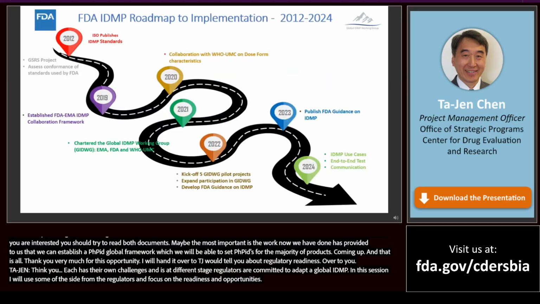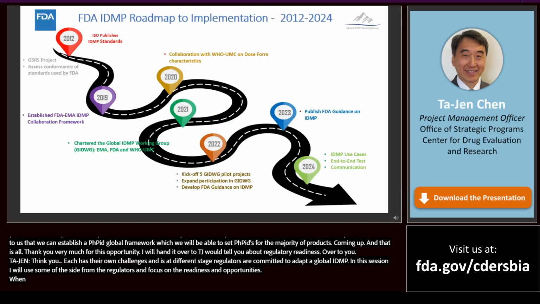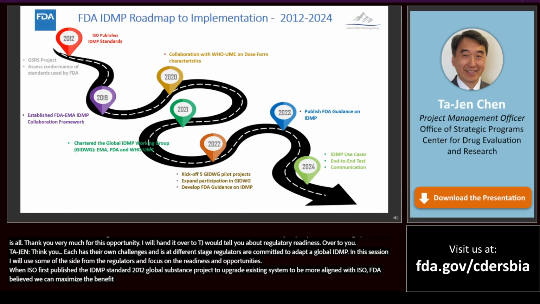When ISO first published the IDMP standard in 2012, FDA started a global substance registration system project to upgrade an existing system to be more aligned with ISO 11238. FDA also assessed existing standards against ISO IDMP for conformers. FDA believes that we can maximize the benefit of IDMP when multiple regions have a harmonized approach to implement the standards. In 2019, FDA and EMA established an IDMP collaboration framework.